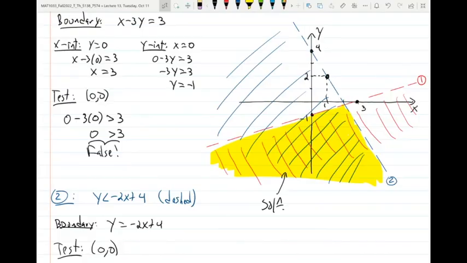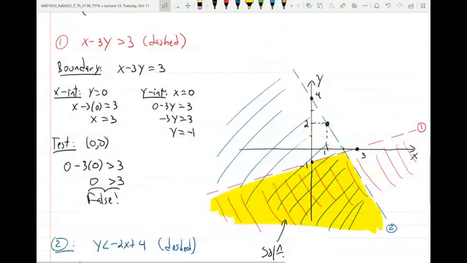Okay? All right. Questions on how to do this? So basically, you just solve each inequality by itself, but on the same picture. And then look at it and shade the common region.